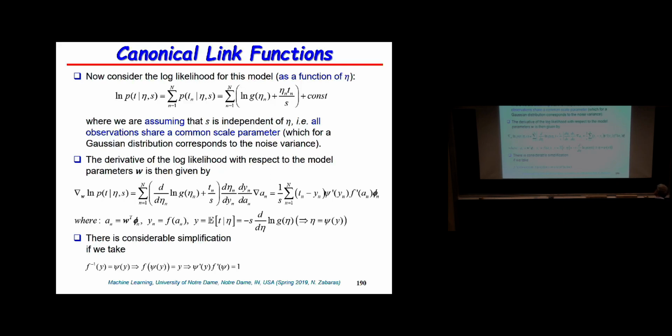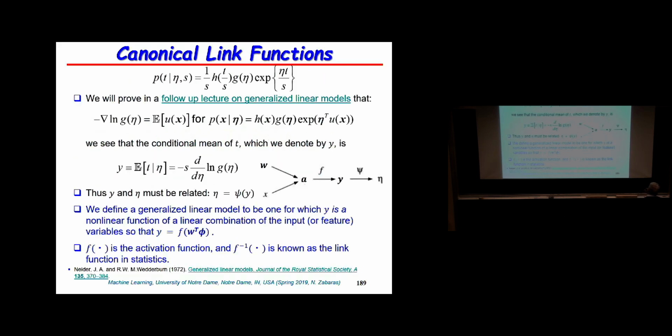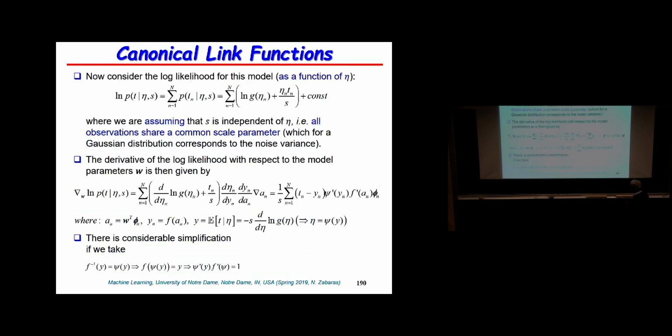Now, let me see where the general result comes from. Let's take derivatives of this with respect to the parameters w, because we were generalizing the stochastic optimization algorithm. So if you take derivatives, you have a summation over all the data points, the derivative of the log of g, and then this is tn over s. So this is the derivative with respect to eta, and then eta is differentiated with respect to y, and then y with respect to a, and then the derivative of a with respect to w. You see that? The derivative of an is phi n, and this is the very general expression that you get when you try to compute the gradient. All right.